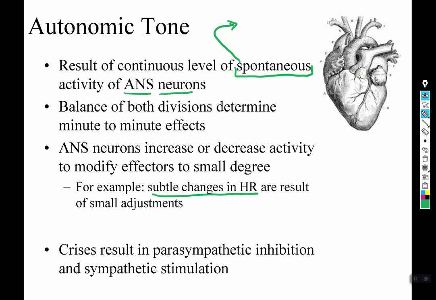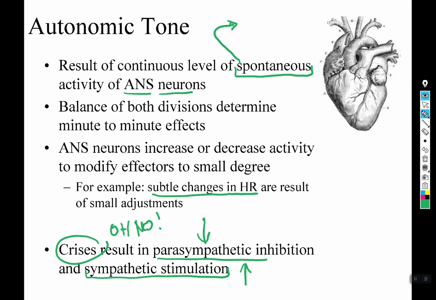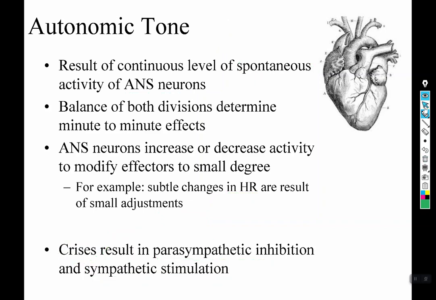So crises, which is like, oh no, alarm phase kind of stuff, like you were startled, you had a near miss in your car, there was a bad accident, something bad happened to you. These result in suppression of the parasympathetic nervous system and stimulation of the sympathetic. So it's not like one turns completely off or one takes over, it's that this one is downregulated while this one is upregulated, and that produces the predictable alarm phase responses that we're familiar with. And which suck, not fun. Obviously, being frightened or angry or very upset, not a good time.